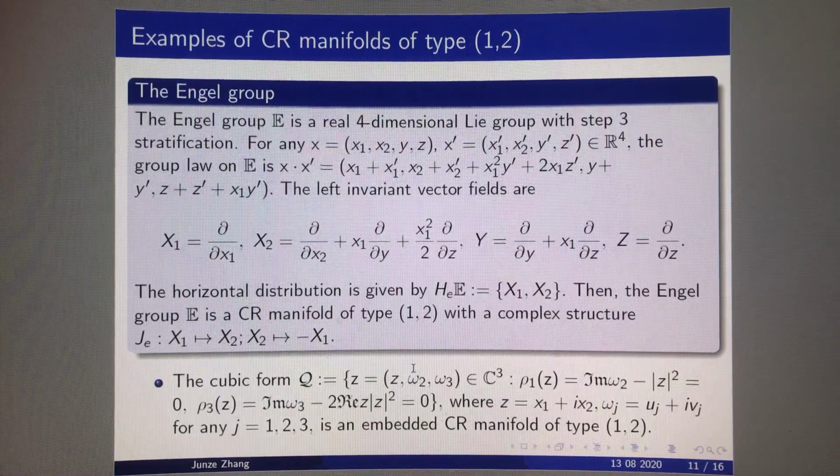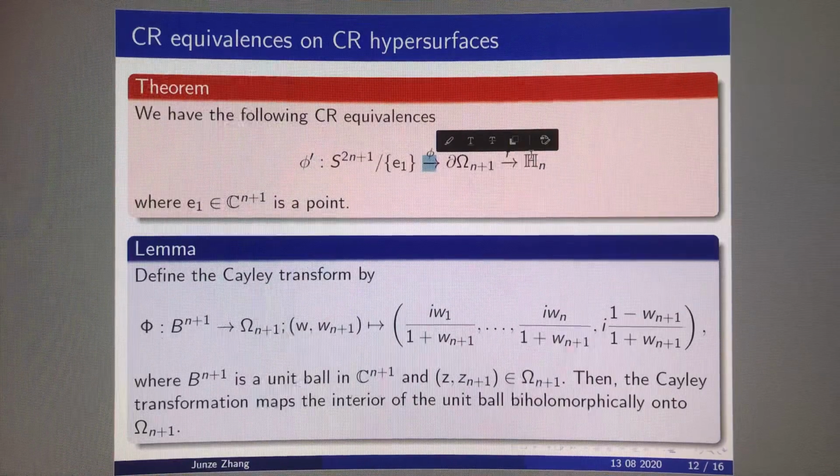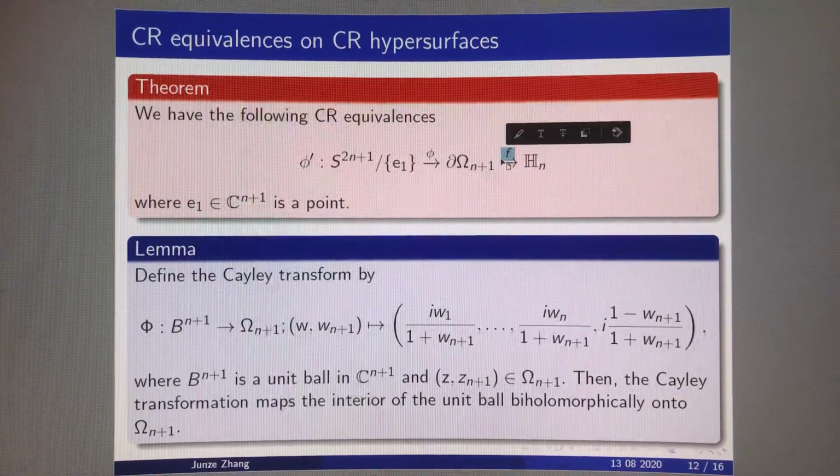Let's move on to the final example, which is CR equivalence on CR hypersurfaces. This theorem basically states that the following mappings are CR isomorphisms. That is, phi, this little phi here, and f are CR isomorphisms. A CR isomorphism is a diffeomorphism between two CR manifolds of the same type that preserves the horizontal distribution and also commutes with the complex structure. So we want to conclude this theorem.